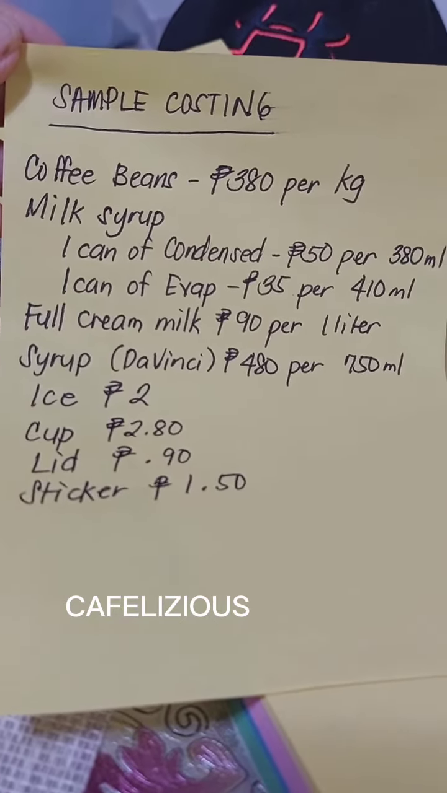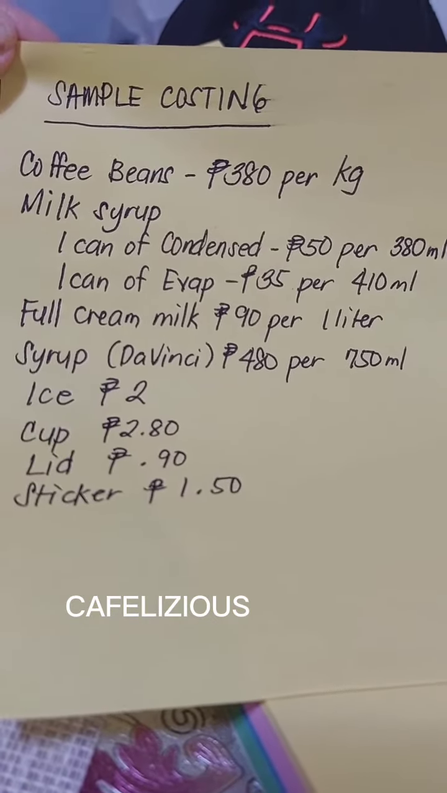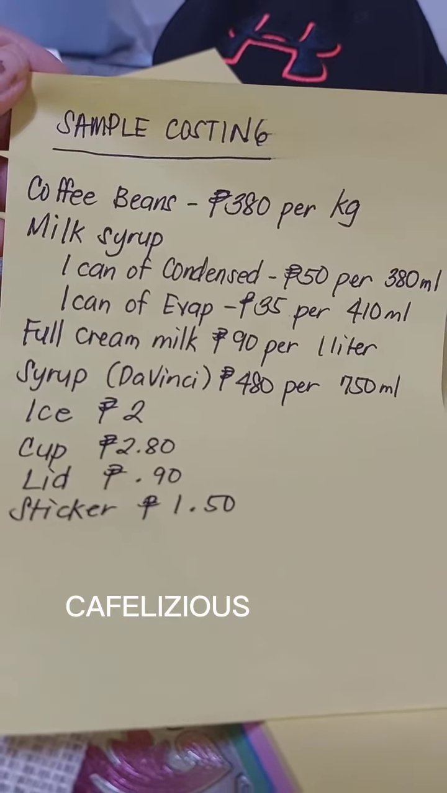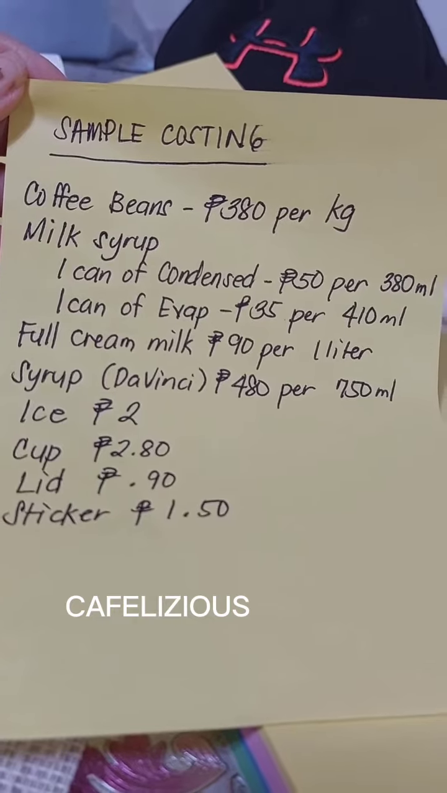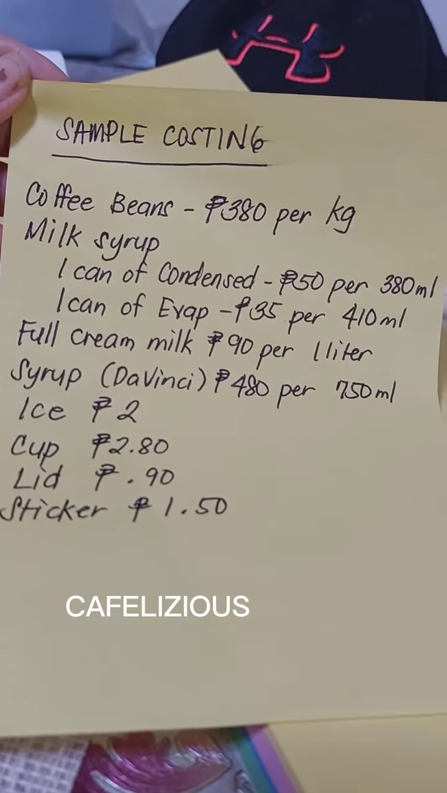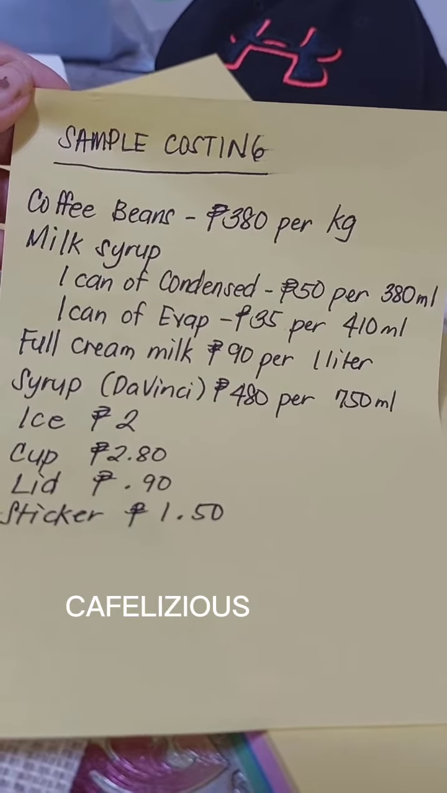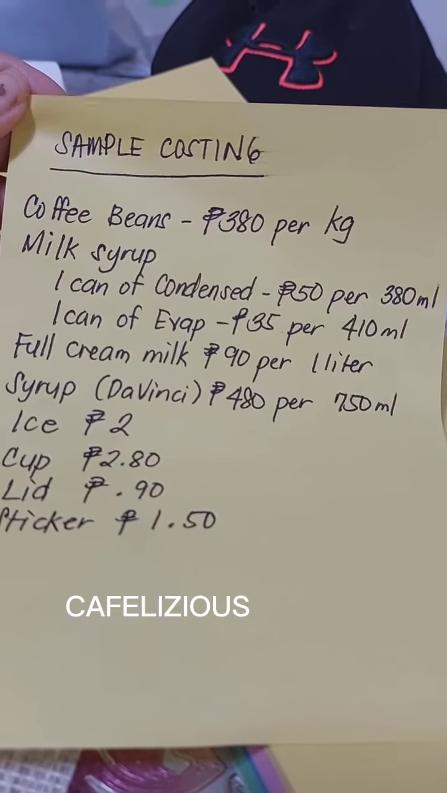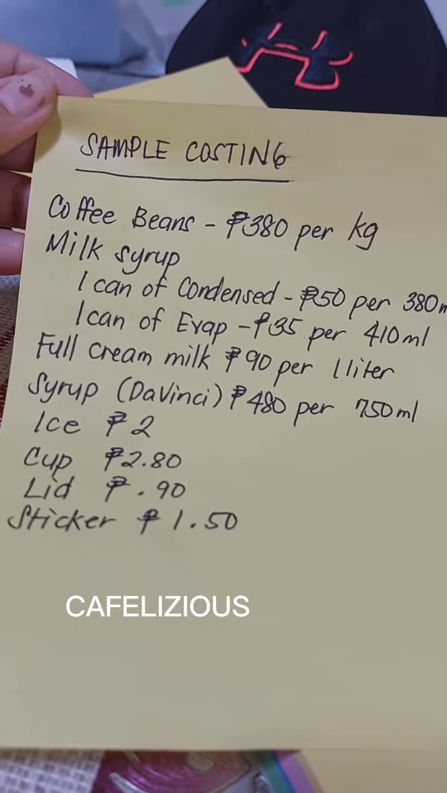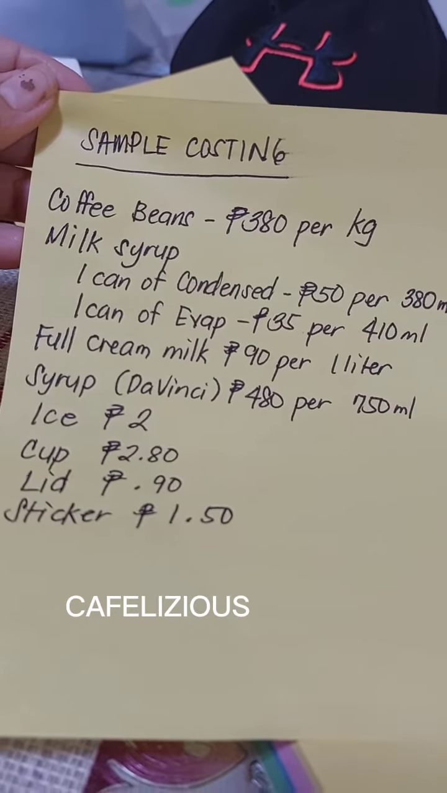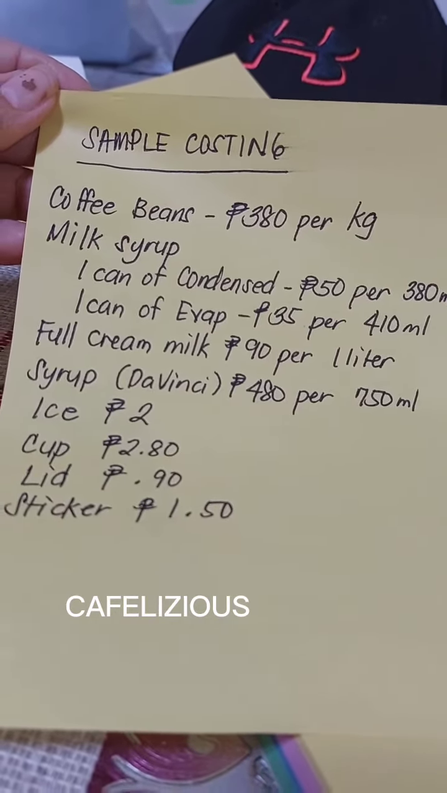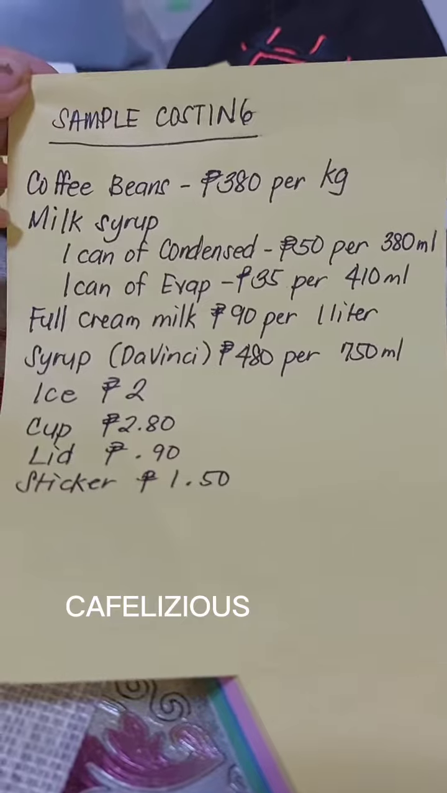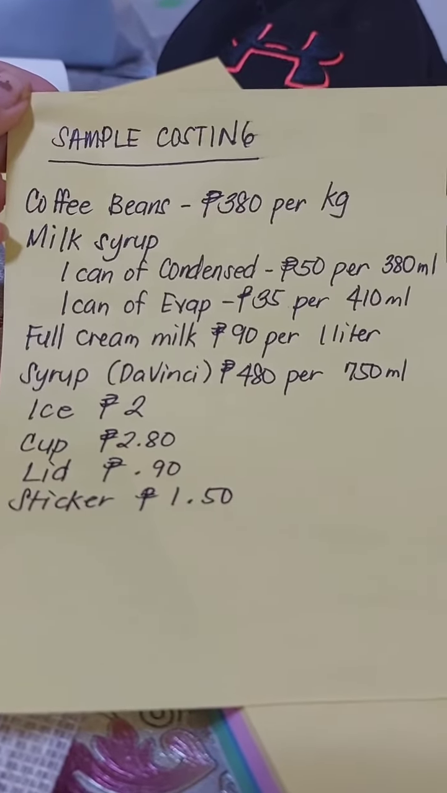So, coffee beans. For example, you are getting the coffee beans for 380 pesos per kilogram. Milk syrup, because you will be using condensed and evap, then you would have to get, of course, the cost for each. So, 50 pesos per 380 ml, while evap is 35 pesos per 410 ml. For a full cream milk, for example, it's 90 pesos per 1 liter. For syrup, sabihin na natin Da Vinci yung naisip ninyong gamitin, that is 480 pesos per 750 ml.